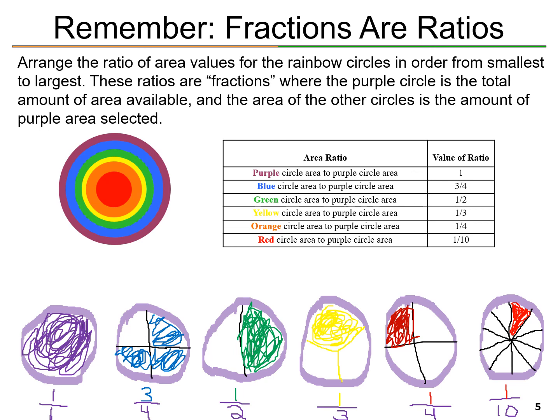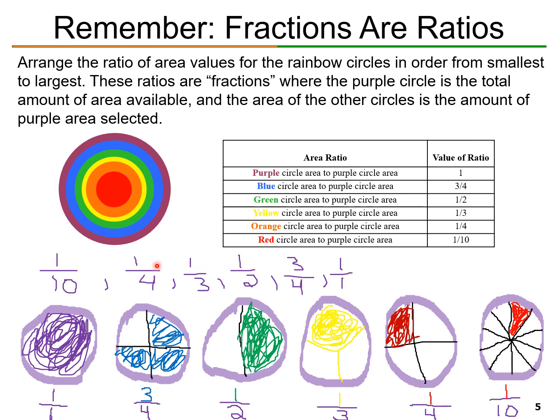So let me go ahead and answer the question. Rearrange the ratios in order from smallest to largest. The smallest is 1/10. The next smallest is 1/4. And then the next smallest is 1/3. And then the next smallest is 1/2. And then the next smallest is 3/4. And the largest is 1/1.